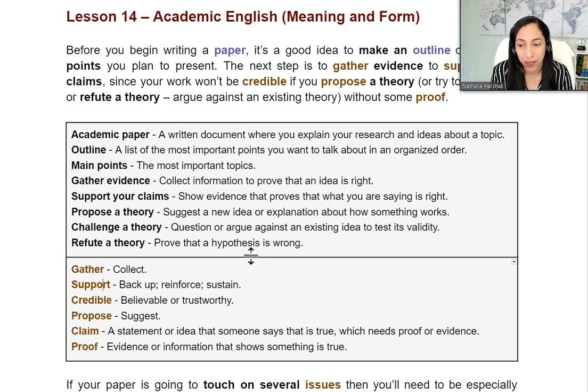So this means to show evidence that proves that what you're saying is right. Propose a theory. So to propose means to suggest, okay? Propose a theory. Suggest a new idea or explanation about how something works. Challenge a theory. To question or argue against an existing idea to test its validity.